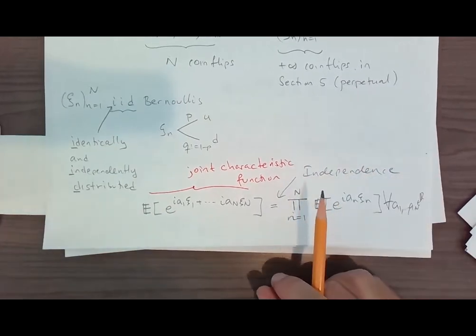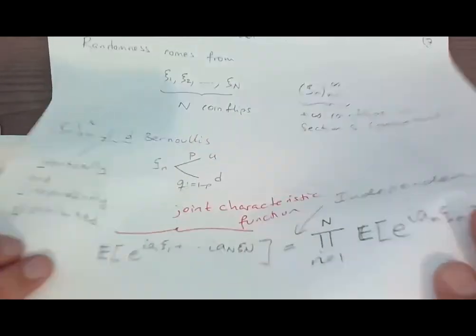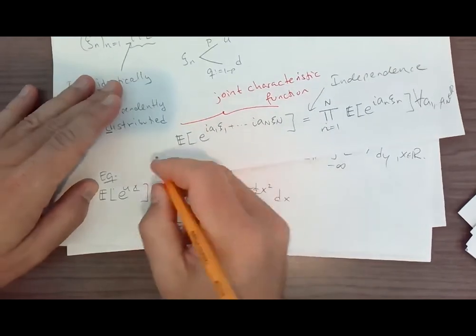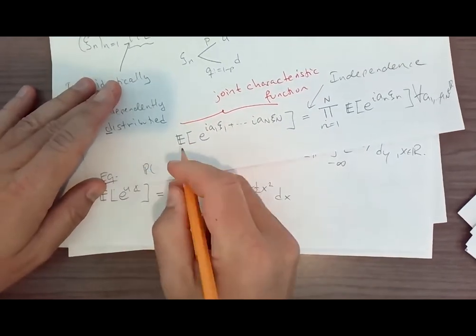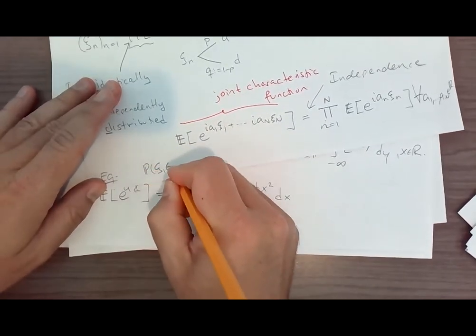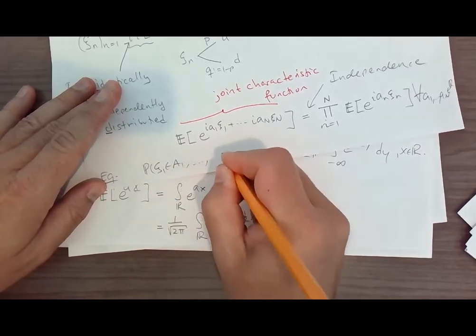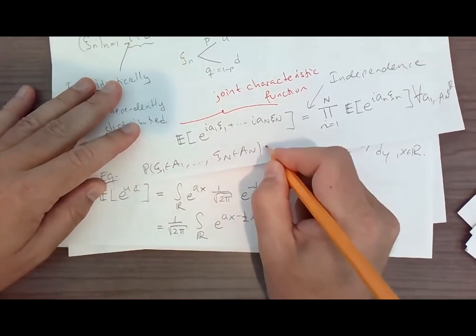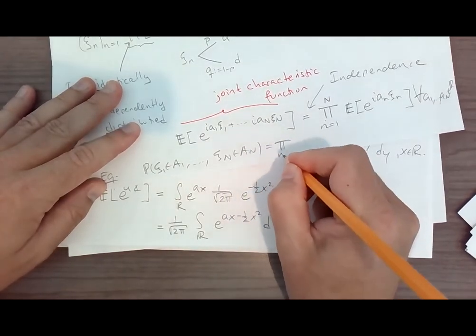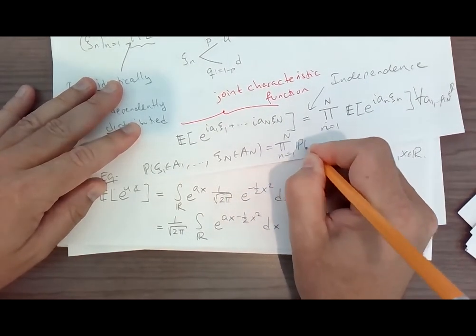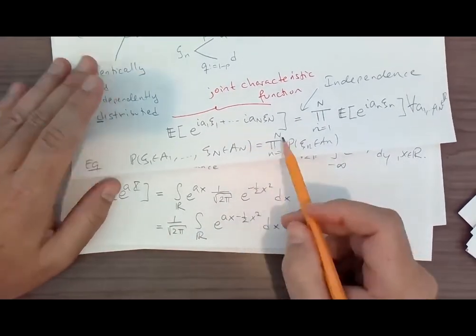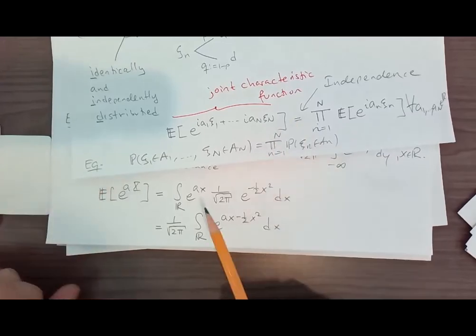You could also have written things like, equivalently, the probability of psi1 being in a set A1 up to psi n being in a set An should be equal to the product. These two properties are equivalent.